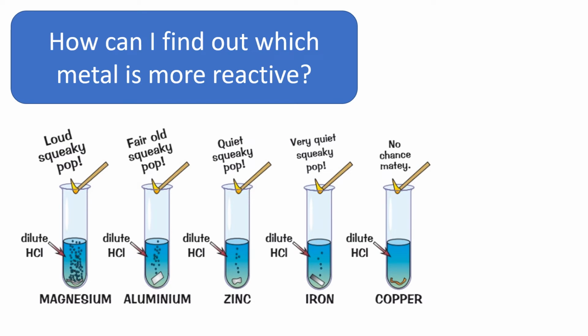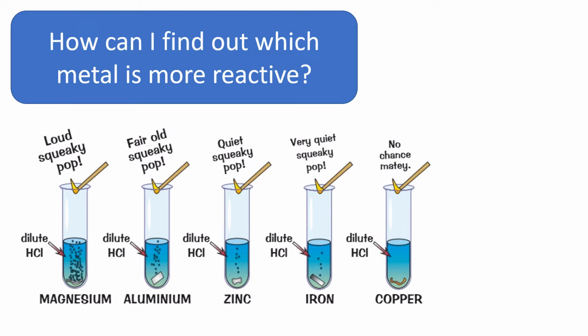Now, you've probably done this experiment in class before, especially if you're in my class, because you know how I like to blow things up. You've got here 5 test tubes with dilute hydrochloric acid in them, and you've got different types of metal in each of them. You'll notice you've got the same amount of acid and the same amount of metal, so you've got a fair test. And what we're doing is testing for a squeaky pop. Hopefully you know that the squeaky pop test is to test for the gas hydrogen.